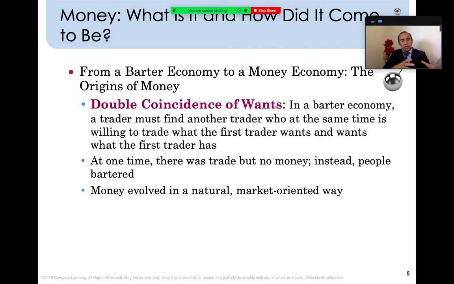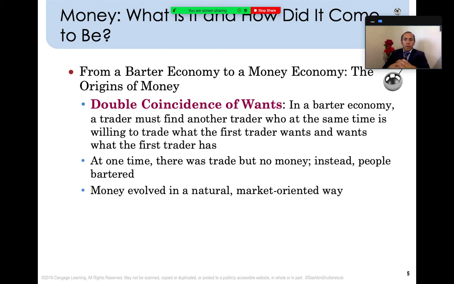You have to find someone who is willing to accept what you're willing to barter, and vice versa. So in a barter economy, a trader must find another trader who at the same time is willing to trade what the first trader wants to trade. And that could be very difficult. It could take a lot of time, and it could be tedious, and sometimes it's difficult to quantify what someone is bartering for. So the double coincidence of wants is a big issue in a barter economy, and the barter system became obsolete historically. Some remote communities in the world are still, in some cases, under the barter system.